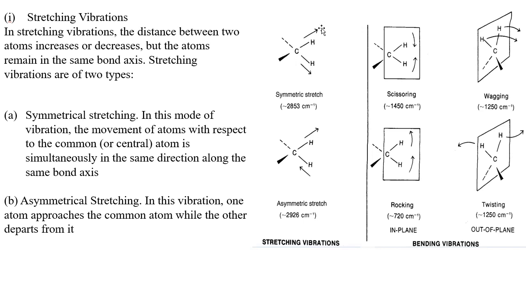Here, these atoms, the carbon atom and the hydrogen atom, stretch through the carbon-hydrogen axis. The distance between these two atoms, carbon and hydrogen, may increase or decrease because of the stretching, but the atoms remain in the same bond axis, the carbon-hydrogen axis. Okay, it is symmetric stretching.